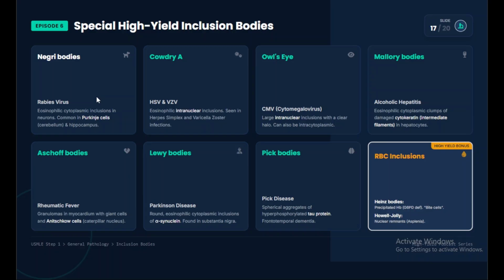The next thing is the owl's eye appearance, which is seen in cytomegalovirus, and there are large intranuclear inclusions with a clear halo, and it can also be cytoplasmic. And think like cytomegalovirus is seen in the chronically immunosuppressed patient, right?